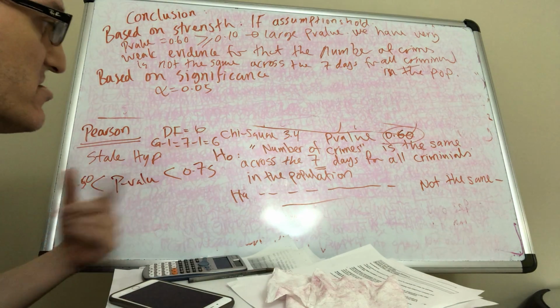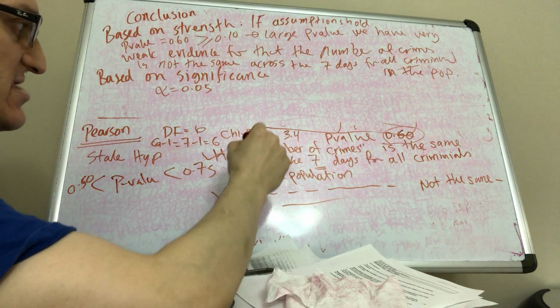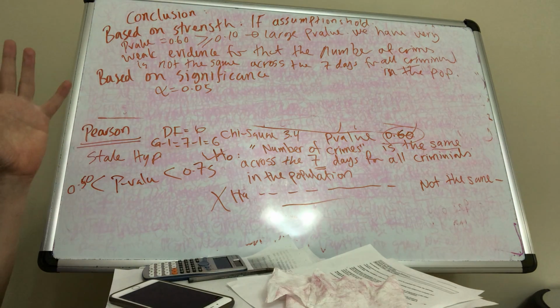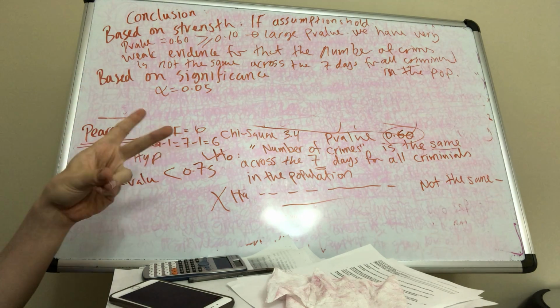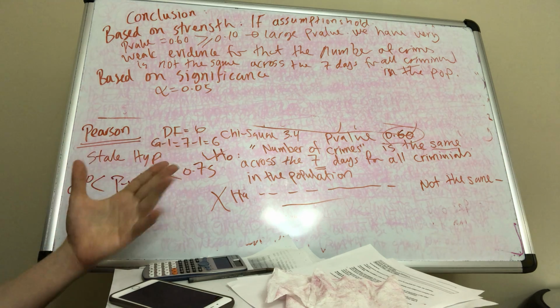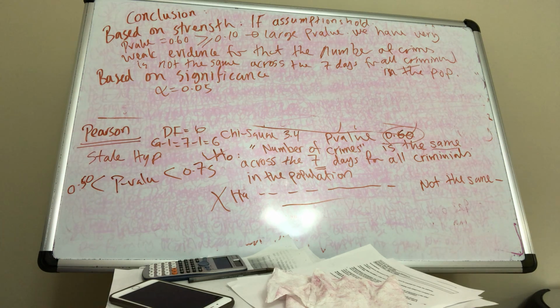So we can't prove this. So that means that this one is correct, they're the same. So the observed and the expected are the same, so what they expected is true. It fits with the actual observed numbers.